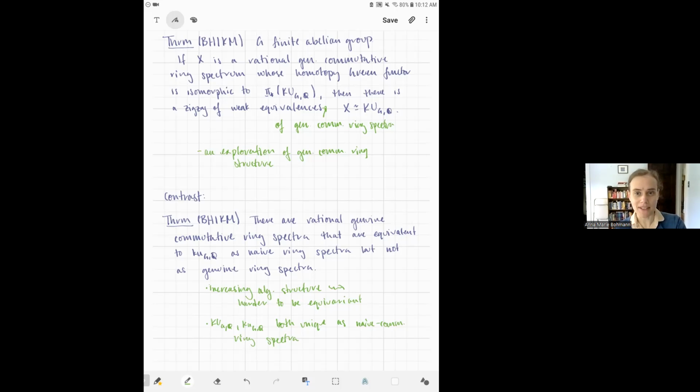I see that Bob is asking, connective equivariant K theory, what do I mean? I mean connective in the simplest case. I mean it has no homotopy groups in degree less than 0. So I just kill them. Yeah, thanks, Bob.